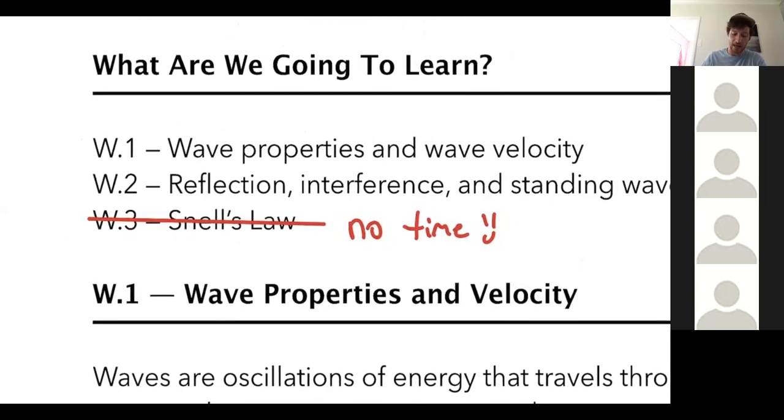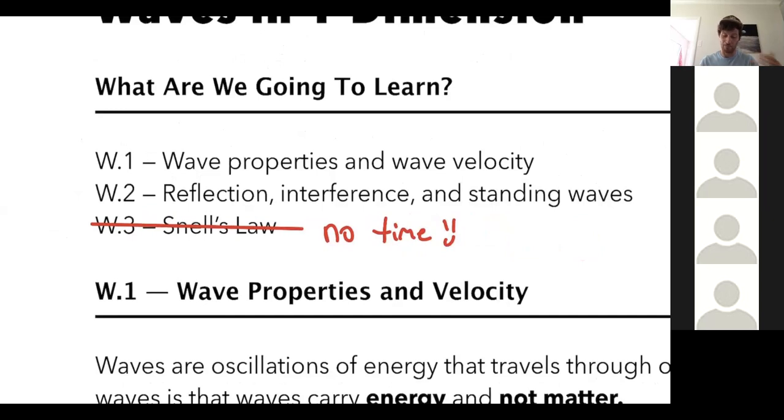Really, all we're going to look at is wave properties and wave velocity. What does it mean to be a wave and how do waves move? And then we're going to look at reflection, interference, and standing waves. Maybe, depending. Standing waves are way better to do in person. Might talk about them for like a second or so. Really, this is just a very brief introduction.